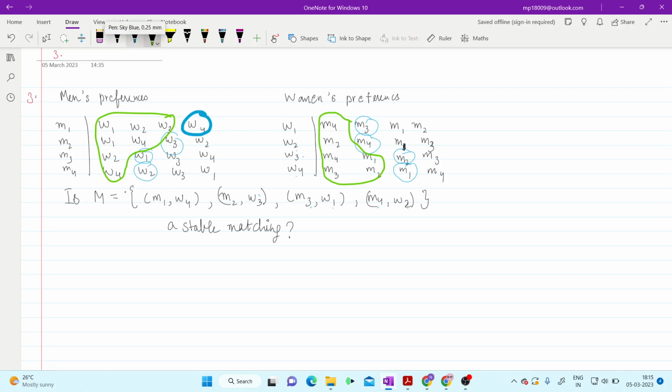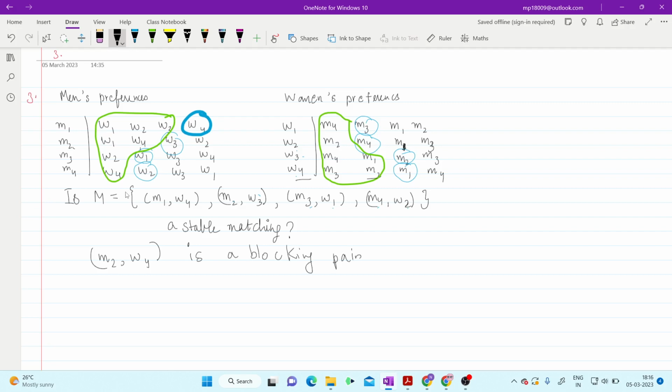M2W4, one of the blocking pairs. Yes, you see W4 prefers M2 and M2 also prefers W4. So M2W4 is a blocking pair. Therefore, this is not a stable matching.